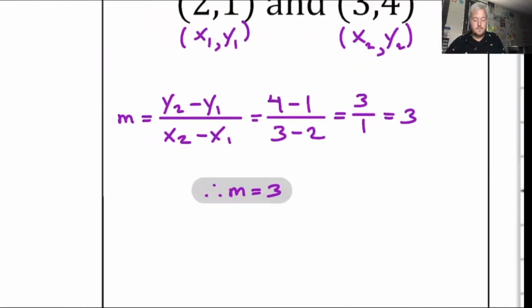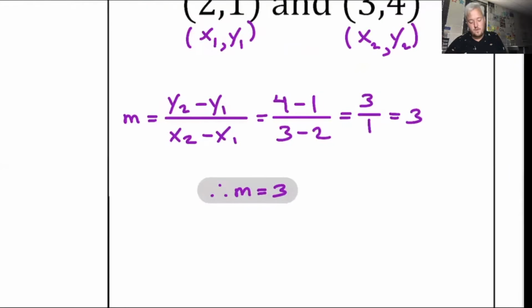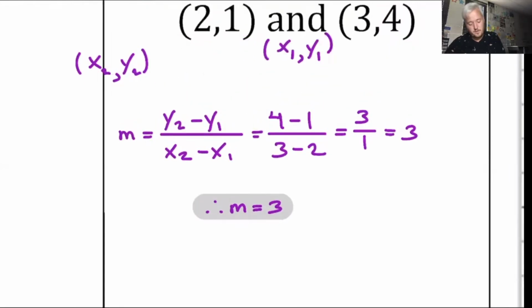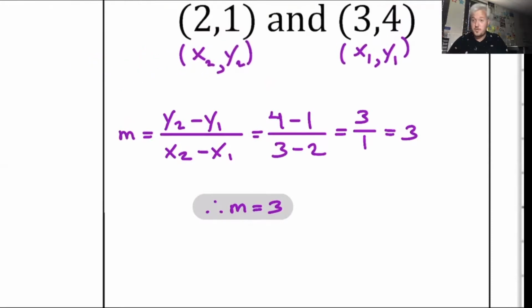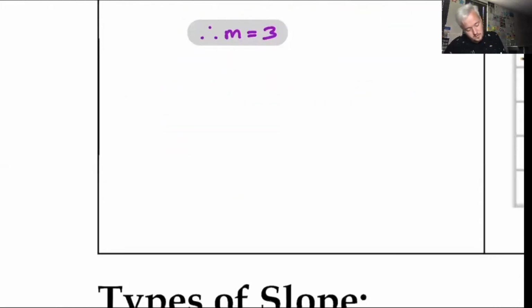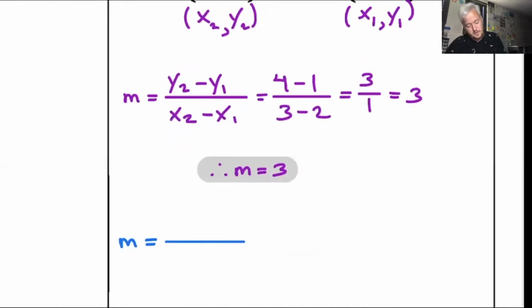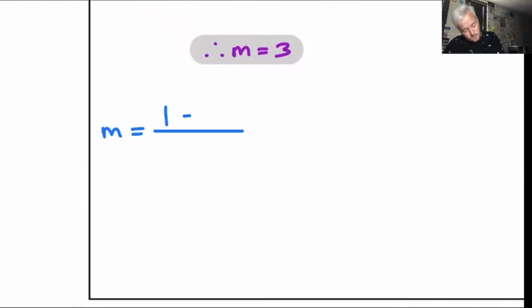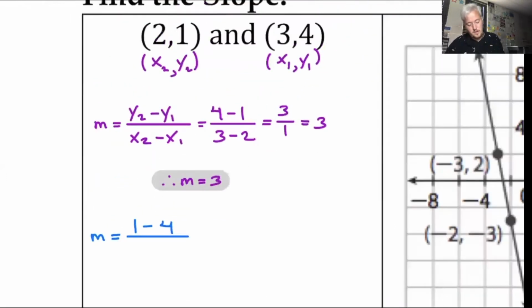Now here's another thing. Would it matter if I make this my first coordinate and this my second coordinate? Let's say I switch it up. It actually doesn't matter. So if I solve it again, but doing it backwards, I still do y2 minus y1, so now I'm going to do 1 minus 4, over 2 minus 3.